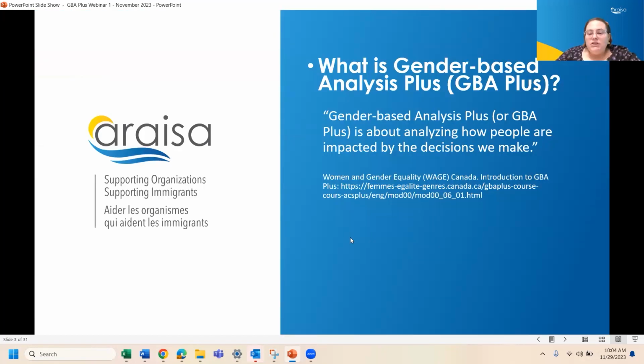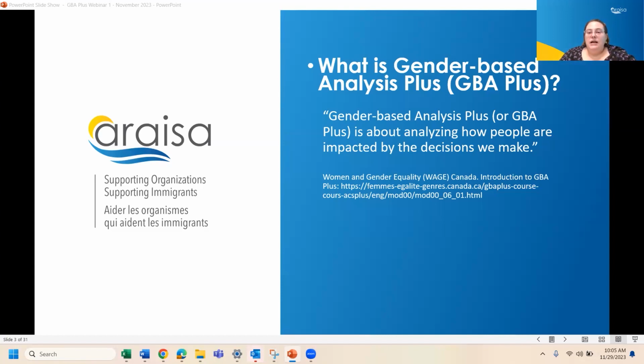Okay, so just to start, I'm going to go through a basic overview of what gender-based analysis plus is, and then I'm going to move into talking briefly about the national collaborative project that ERASA is taking part in that's aiming to integrate gender-based analysis plus within the settlement sector nationwide. And then I'll segue into talking a bit more about equity, diversity, and inclusion policies, as well as anti-racism, anti-oppression policies within your organization.